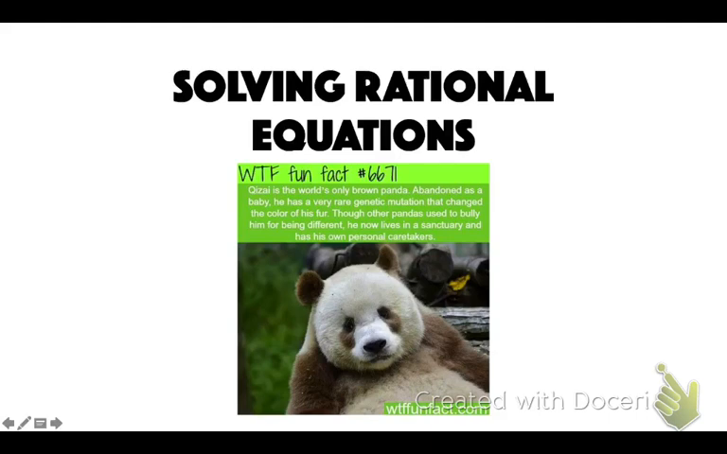Solving rational equations. So we've gone through simplifying, multiplying, dividing, graphing.